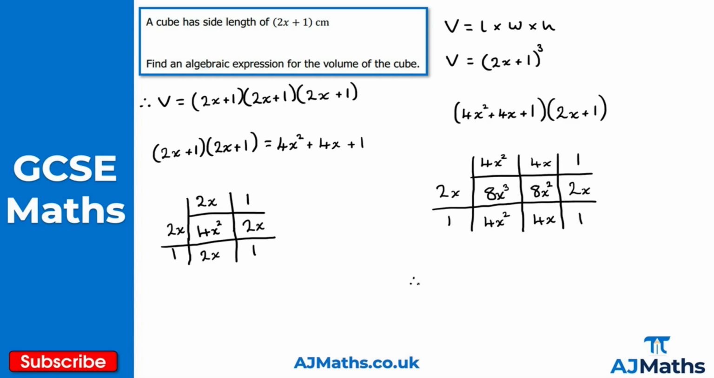So we just do it underneath. So therefore 4x squared plus 4x plus 1 times 2x plus 1 is equal to 8x cubed. We get 8x cubed, 4x squared plus 8x squared, so that's going to be 12x squared. We've then got 4x plus 2x, so that's going to be 6x. And then finally, we get the plus 1 here. Okay. And there we have it, so that's our solution.